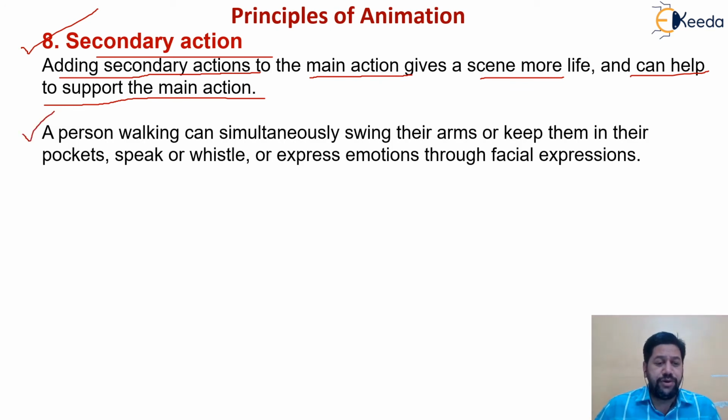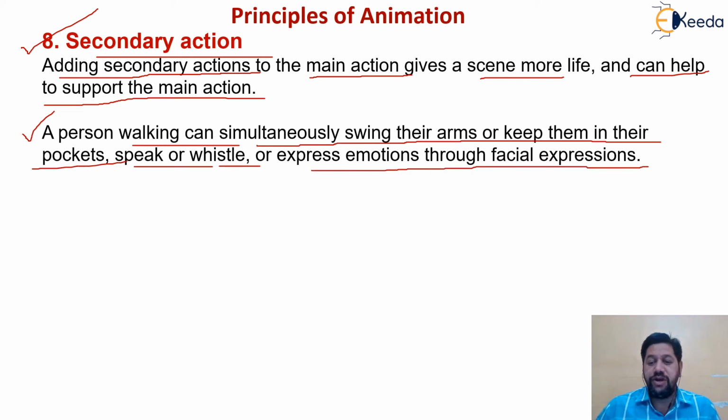For example, a person who is walking can simultaneously swing their arms or keep them in their pockets, speak or whistle, or express emotion through facial expression. So now we are not showing only that the person is walking. Along with the walking, that person may be speaking. Speaking is the secondary action; the main action is the person walking. Along with walking, the person may put a hand in the pocket or show different emotions and facial expressions. All this is secondary action added to the main action of walking.